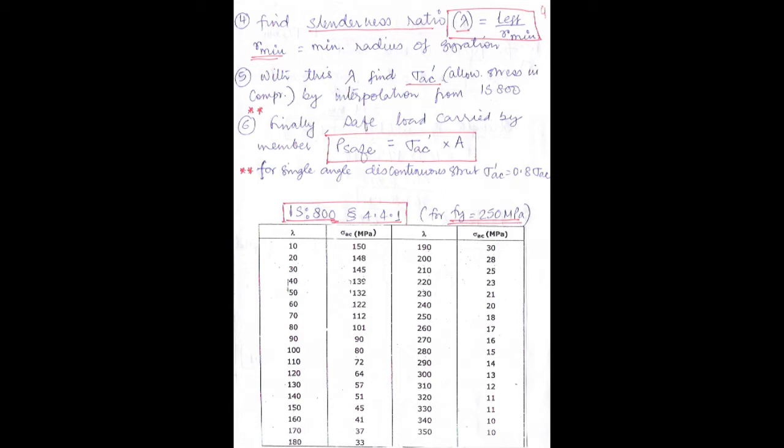Let us go back to the steps. The last step is the safe load carried by the member. You can find it by the value of sigma AC dash multiplied by the area of the compression member.